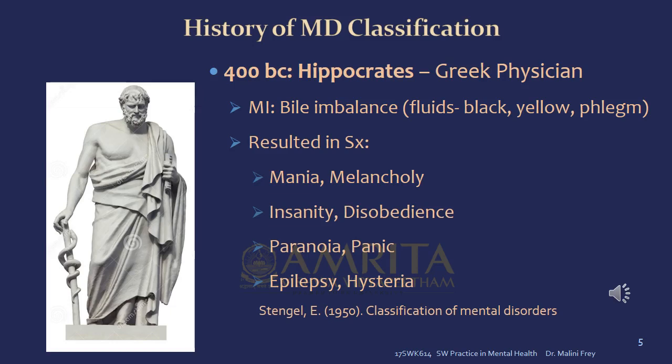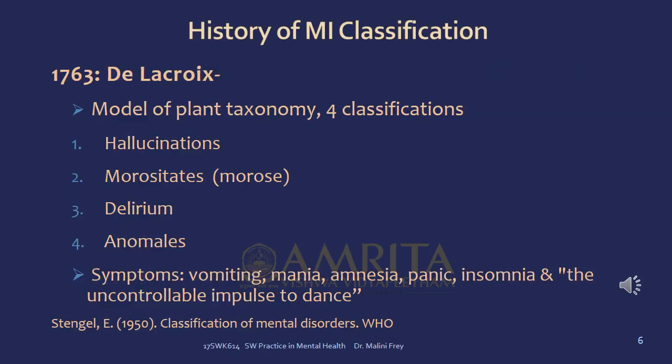symptoms: mania or manic episodes, melancholy, which is like depression, insanity, disobedience, maybe that was more aggressive disorders, paranoia and panic, epilepsy, which would be fits or seizures, and hysteria. So his system was a biological system classifying mental disorders. Now, I'm just giving you an example from different people in history. In fact, many people were coming up with mental disorder classification systems.